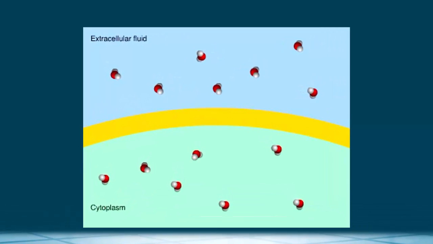The plasma membrane is permeable to water molecules, and the movement of water into and out of cells is critical to life. Diffusion of water molecules across a selectively permeable membrane is a special kind of passive transport called osmosis.